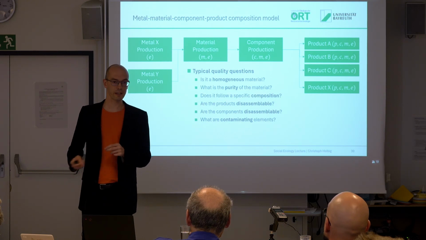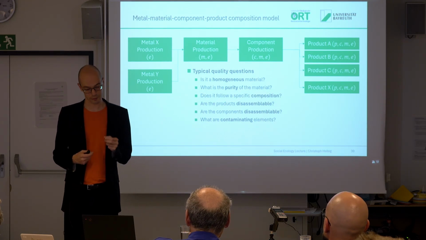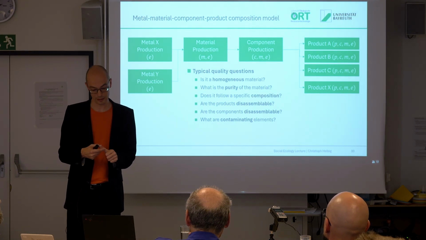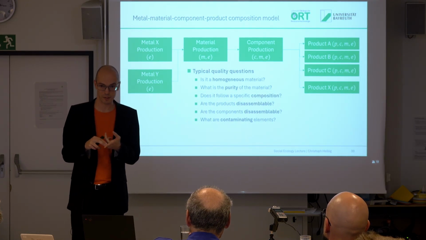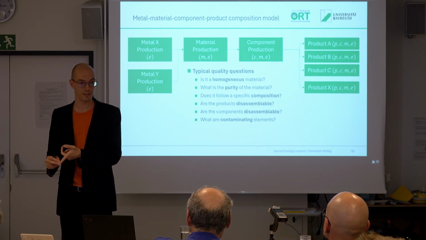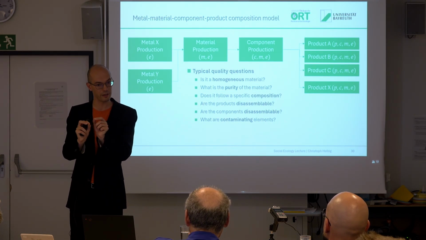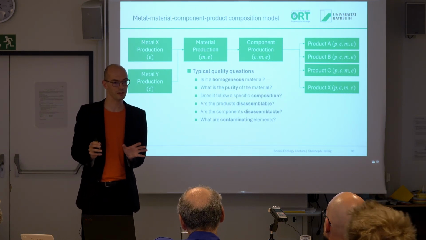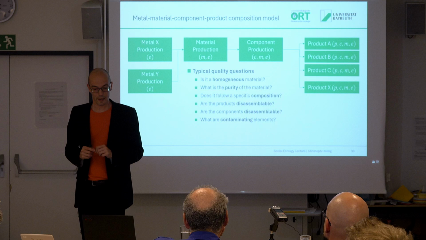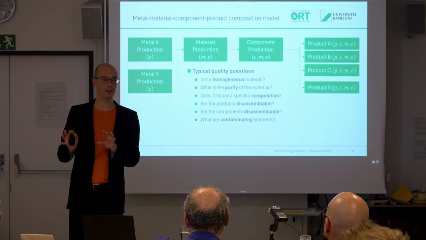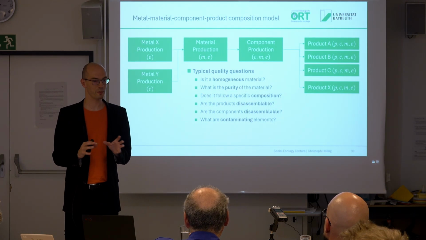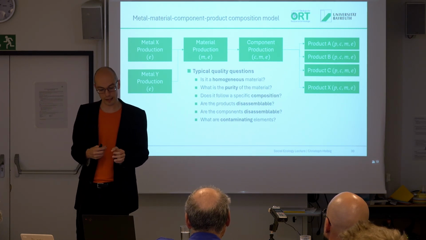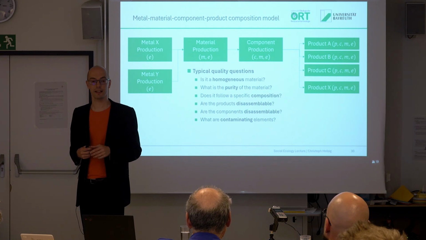So for all of these recycling or remanufacturing strategies, we need to identify whether this is actually a homogeneous material. Is it a material that needs to be pure, or is it a material that needs to follow a very specific composition? It doesn't always have to be a pure material to be high quality. Are these components and products disassemblable so that we can separate the different materials in the waste streams? And what are the contaminating elements?